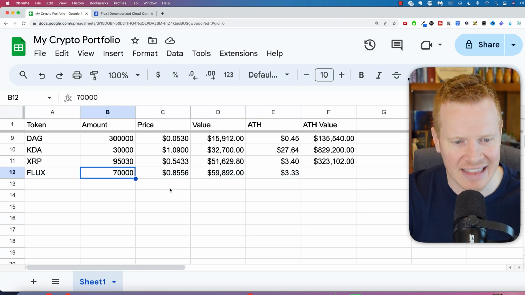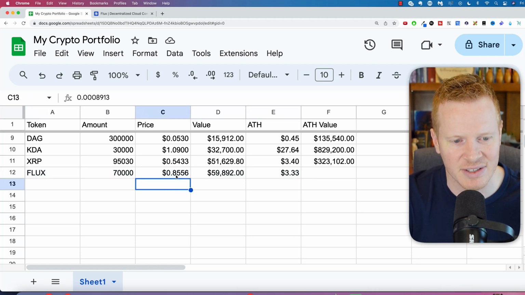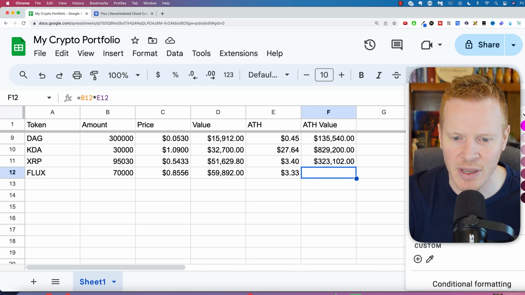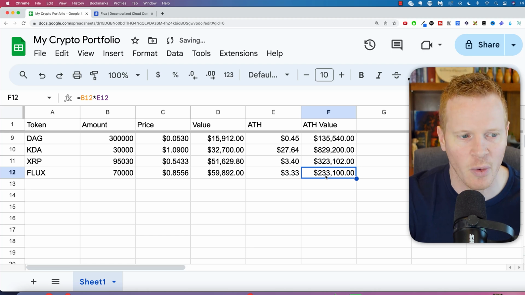So I currently have 70,000. At current prices, it's worth about 60K. All-time high is $3.33, which if we get back up to there, I'll have 233K worth of Flux.